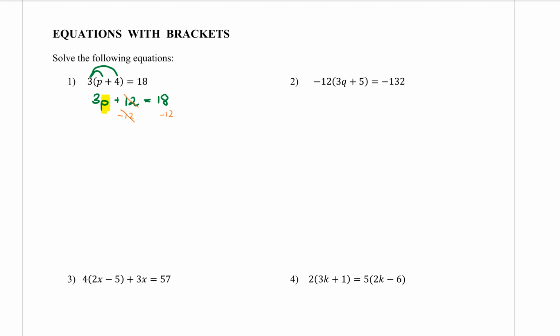Then we write down what is left. I have 3p, and 18 take away 12 is 6. Okay, then I need to get rid of the 3. So I'm going to have to do the opposite, which is to divide by 3 and cancel that out. p is now by itself, and 6 divided by 3 is 2.